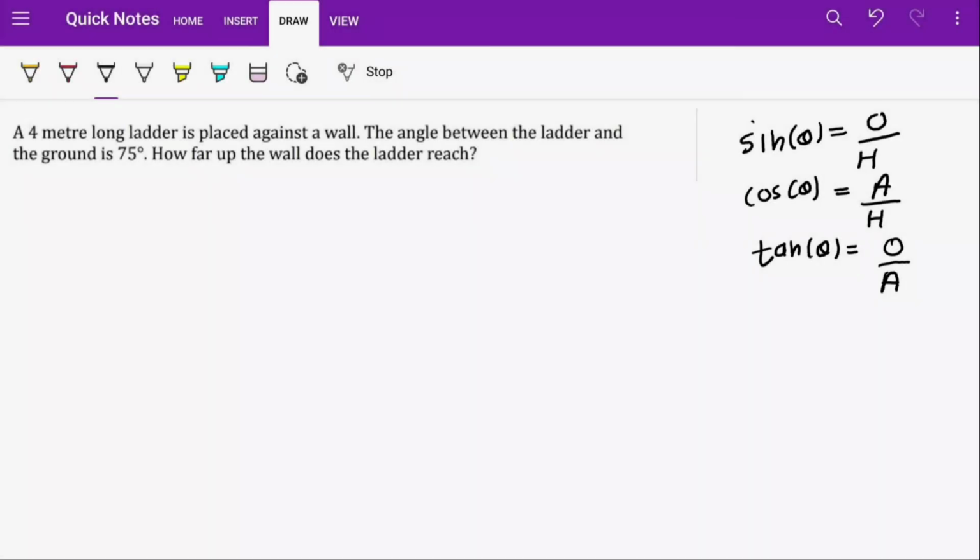So let's have a look at this question. A 4 meter long ladder is placed against a wall. The angle between the ladder and the ground is 75 degree. How far up the wall does the ladder reach? So to answer this question, we have to draw a sketch. So let's draw a wall. So this is a wall.